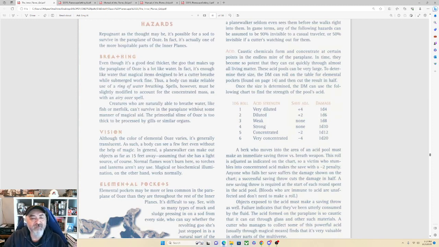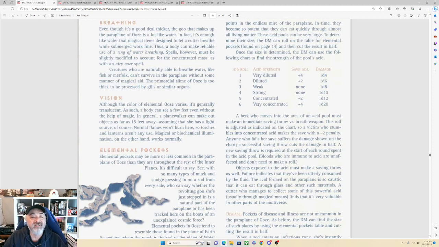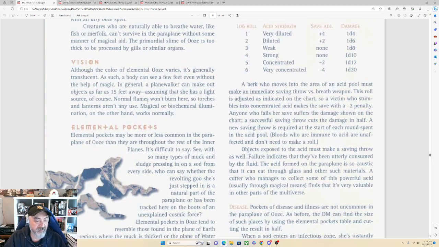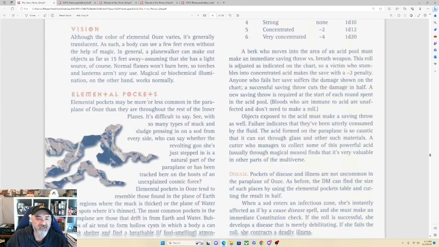Vision. The color of the elemental ooze varies. It's generally translucent. You can see a few feet out without the help of magic. Typically, you can make objects out as far as 15 feet away if you have a light source, but torches, lanterns, and the like won't work. So we're getting very specific on ooze just because, number one, it's accessible. Number two, the layout of this is consistent through the whole book. So I would definitely tell you, if you're interested, yes, go pick up a copy of the 2E book, The Inner Planes from Planescape.